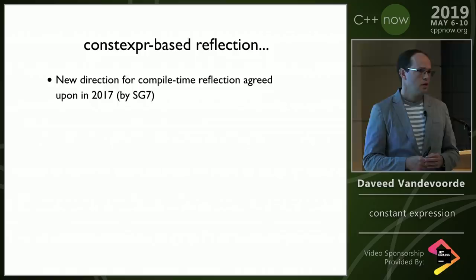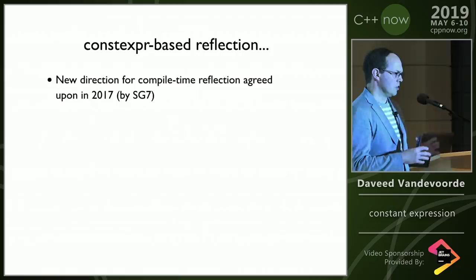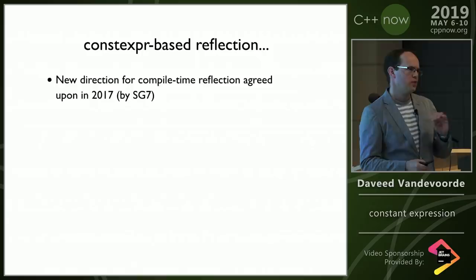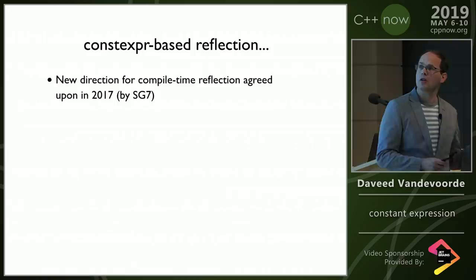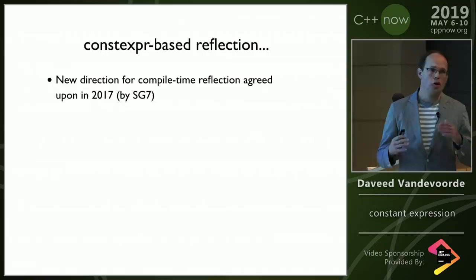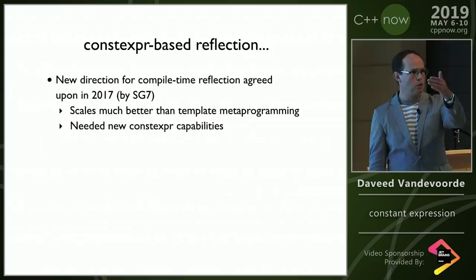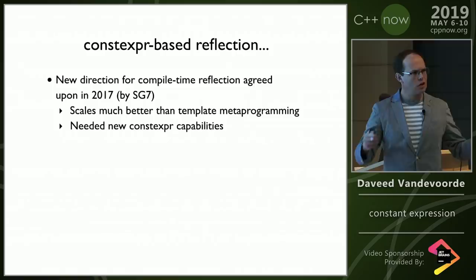Now, later in the week, David Sankel will present to you the TS, which is based on types and template metaprogramming. But a few years ago, we decided that we'd change direction because template metaprogramming doesn't scale very well. And also generating types based on the contents of your program is a recipe for ODR violations. So we've agreed that we'd be better off with a constexpr-based model, but we didn't have all the things we needed for it. So we've started developing new constexpr capabilities, and I've shown you a bunch of relaxations, things like the destructors, the allocations, the try blocks, and so on. But we also needed a couple of completely new features.